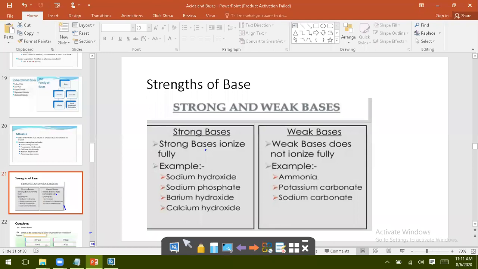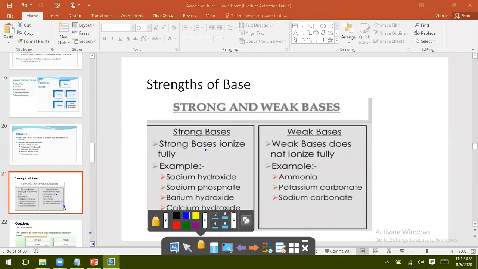Strength of base is similar to strength of acids. A strong base, like a strong acid, fully dissociates in water. A weak base partly dissociates in water. So any base that fully dissociates or ionizes in water is strong, and partly is weak, similar to acid.